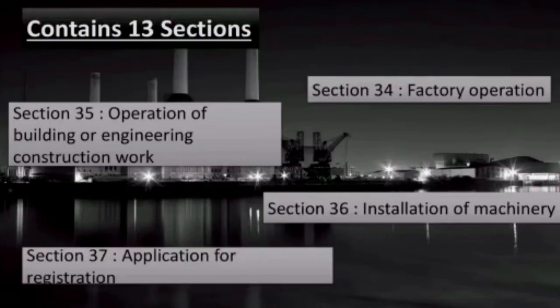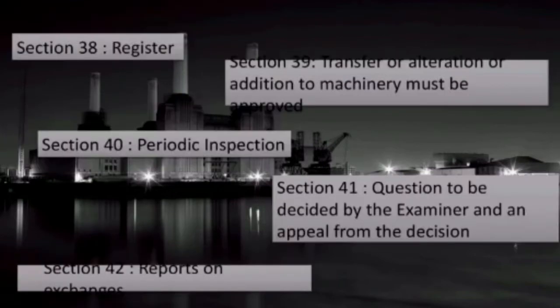It contains 30 sections. Section 34 is factory operation. Section 35 is operations of building or engineering construction work. Section 36 is installations of machinery. Section 37 is applications for registrations. Section 38 is register. Section 39 is transfer or alterations or additions to machinery must be approved. Section 40 is periodic inspections. Section 41 is questions to be decided by the examiners and appeals from the decisions. Section 42 is reports on exchanges.